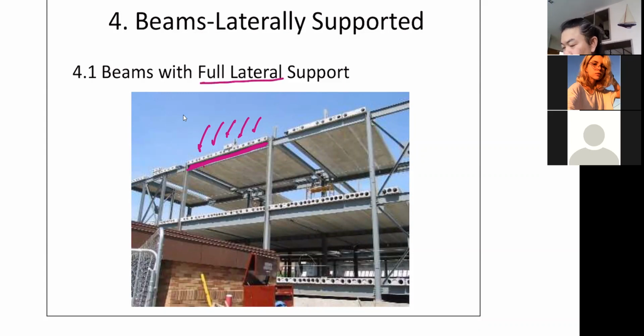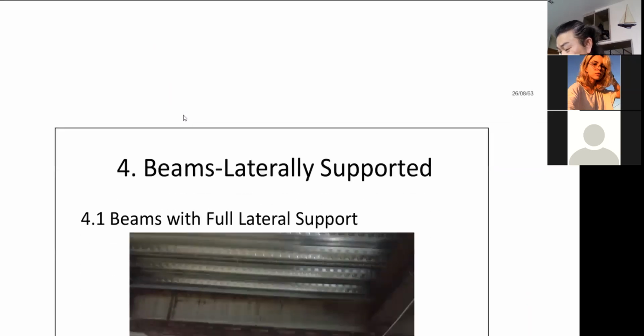So for this beam, you can say the unbraced length, or LB, is pretty much 0, where LB is the unbraced length. Okay, we can move on and see the next picture.